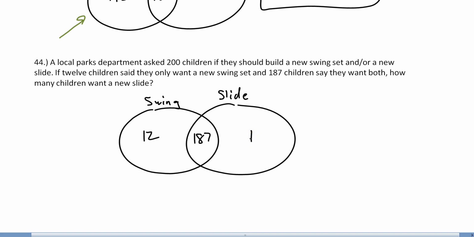But now, the question doesn't ask, do they only want a slide? It says, how many children want a slide? So when I look at the slide circle, there are 188 children represented in that circle. Yeah, 187 of them said both, but still 188 total said they wanted a new slide. Okay? I hope this was helpful, and good luck on your test.